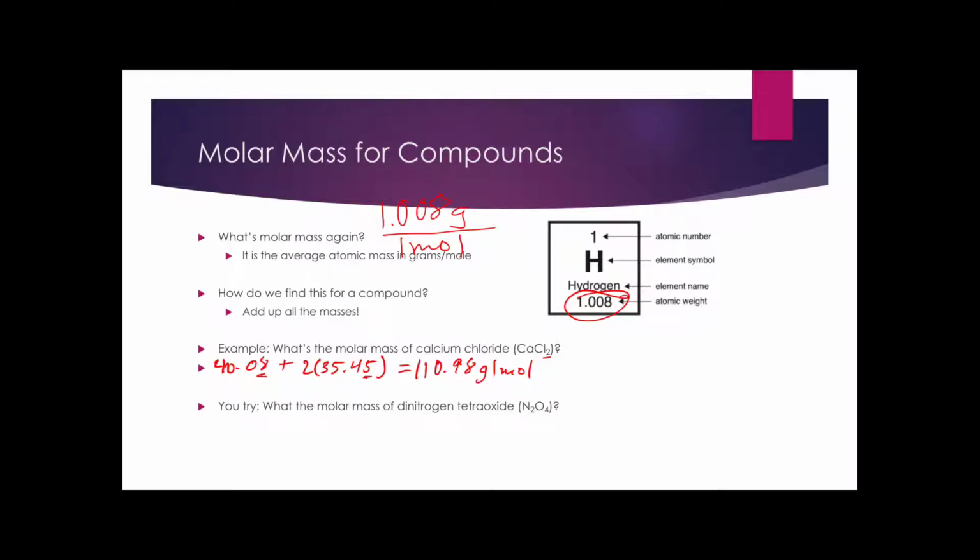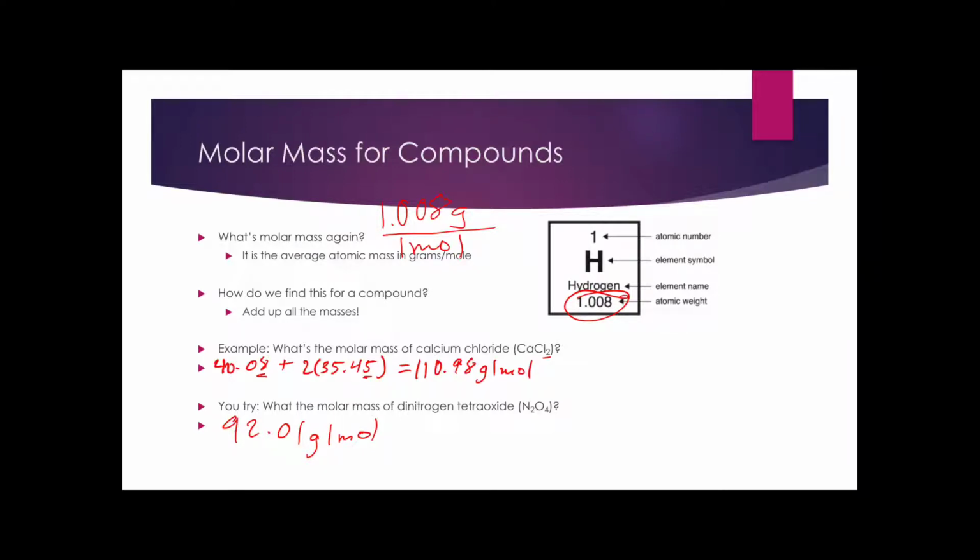So let's have you give this a try here. What's the molar mass of dinitrogen tetraoxide? Again, pause here, solve it, and when you come back, I'll have the answer. All right, so you should have gotten about 92.01 grams per mole as your value.